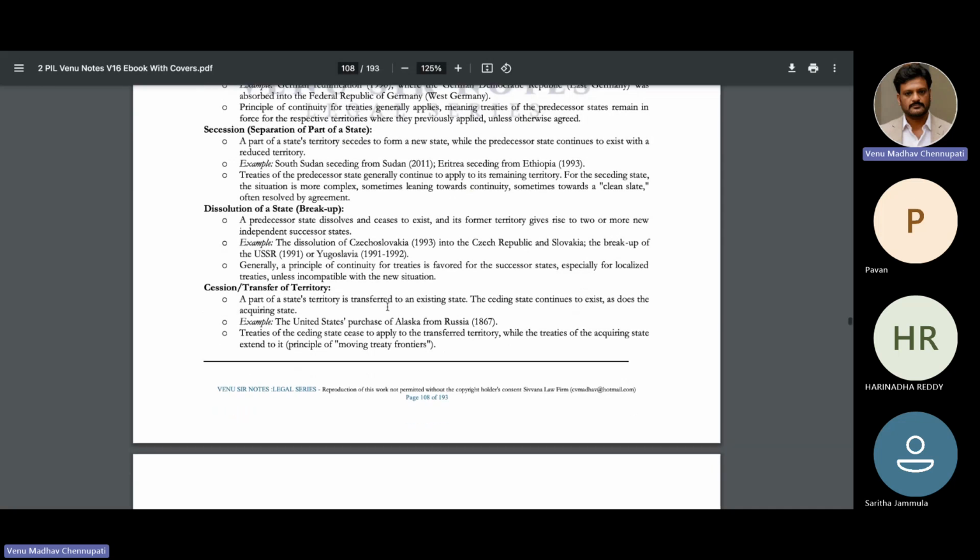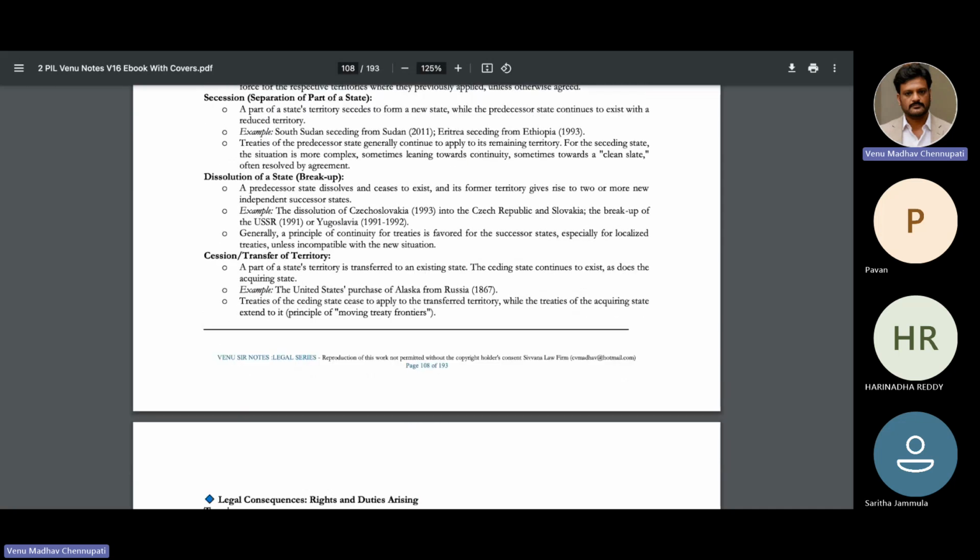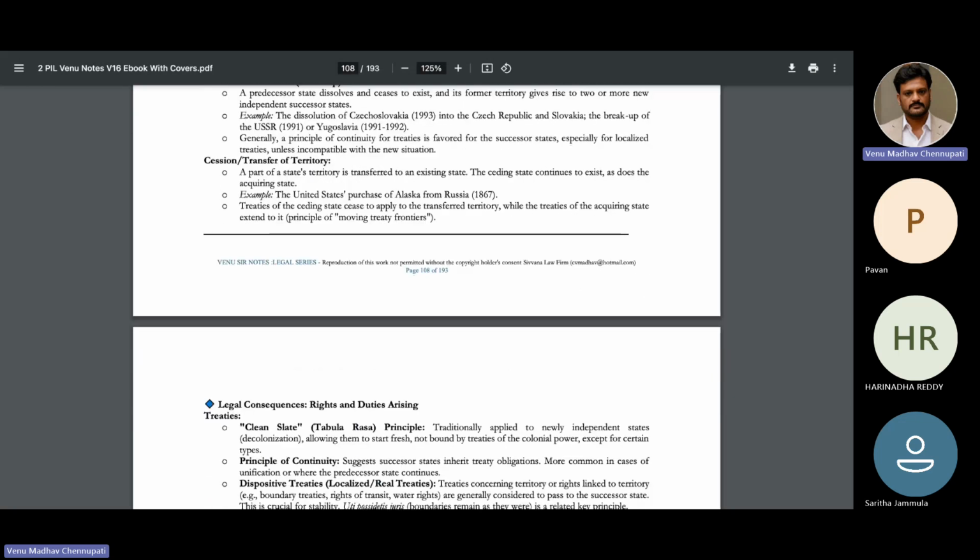The fifth one is cession or transfer of territory. Part of a state's territory is transferred to an existing state. The ceding state continues to exist, as does the acquiring state. So basically, the United States purchase of Alaska from Russia is considered a cession or transfer of territory. So treaties of the ceding state cease to apply to the transferred territory, while the treaties of the acquiring state extend to it. This is the principle of moving treaty frontiers.